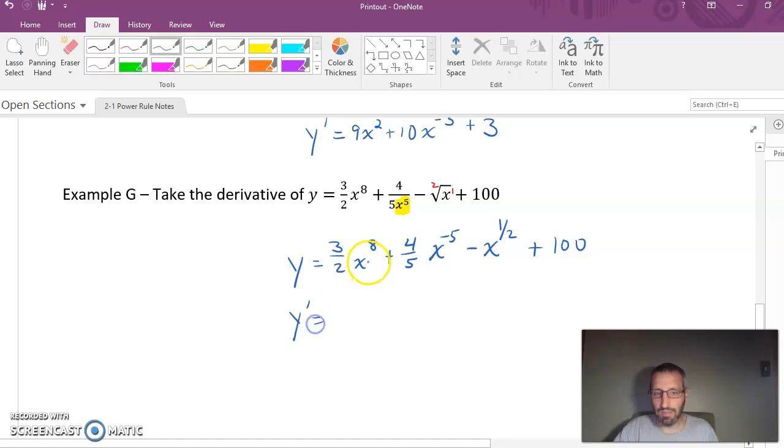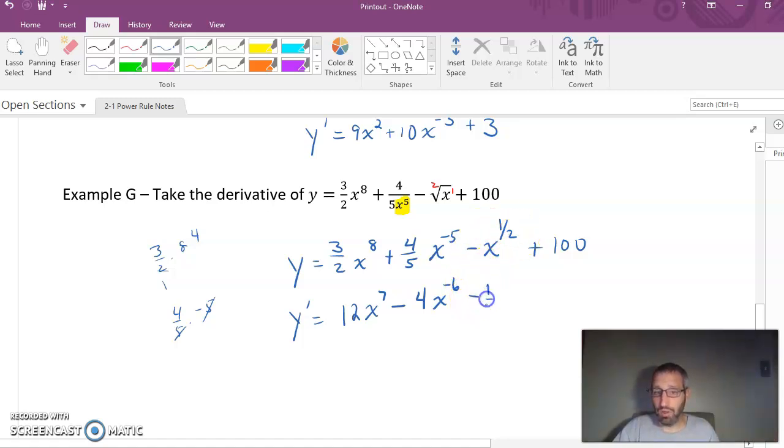So let's say y prime equals 3/2 times 8. A factor of 2 I can simplify out. So I think that gives me 12x to the 7th. Same thing with 4/5 here. I think 4/5 times negative 5. I think my factors of 5 will simplify out. So I'm left with minus 4x to the negative 6, right? Subtracting 1.